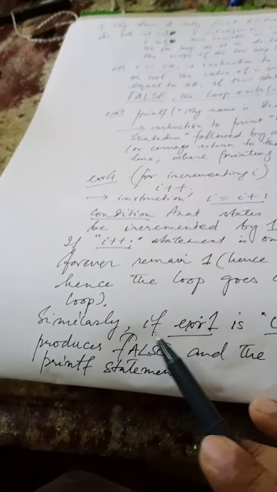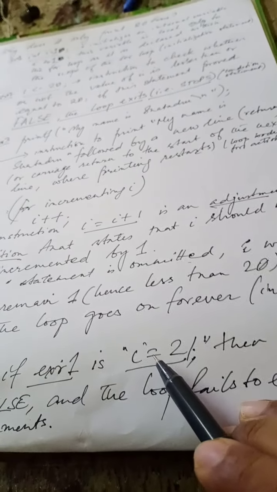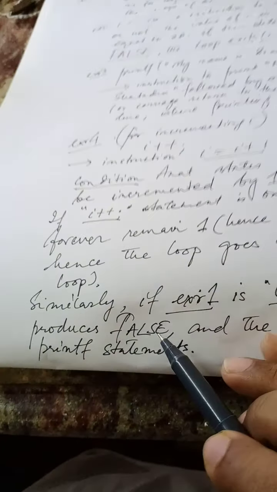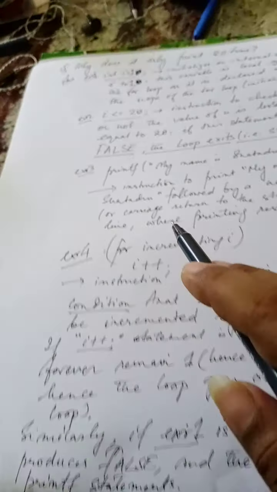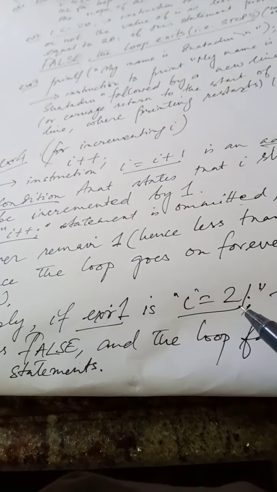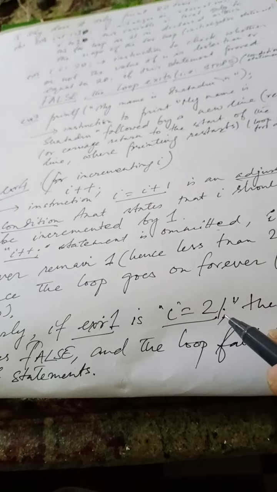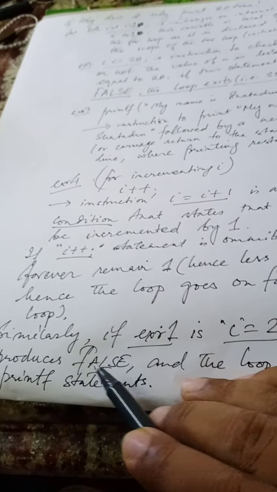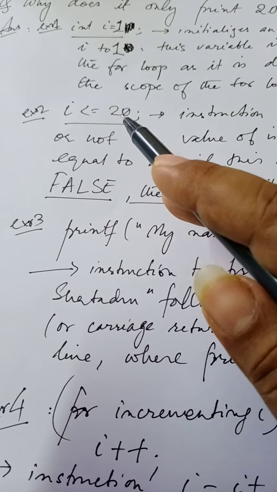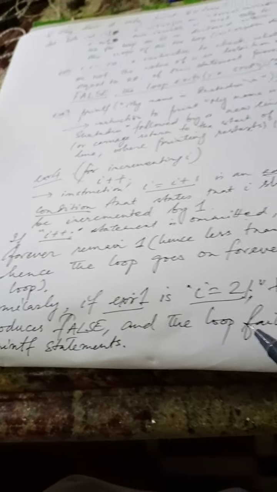But similarly, if expression 1 is i equals 21, then expression 2 produces false. Why is it false? Because expression 2 is i less than or equal to 20, so i should be less than or equal to 20. If you initialize i to 21, then obviously the second one, i less than or equal to 20, produces false, and so the loop exits. It fails to execute the printf statement.